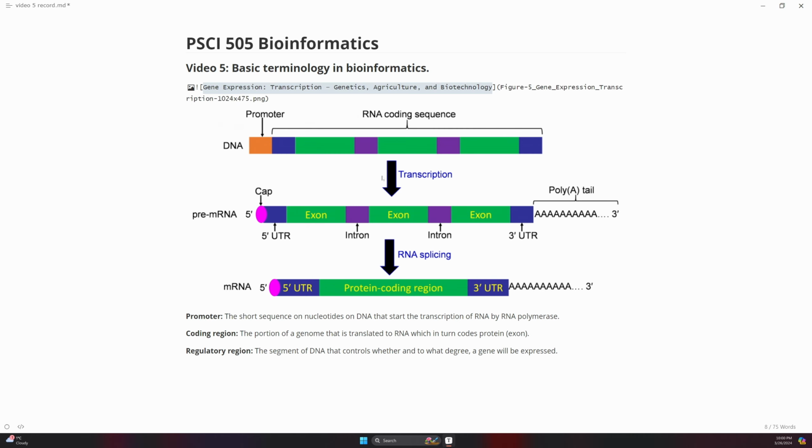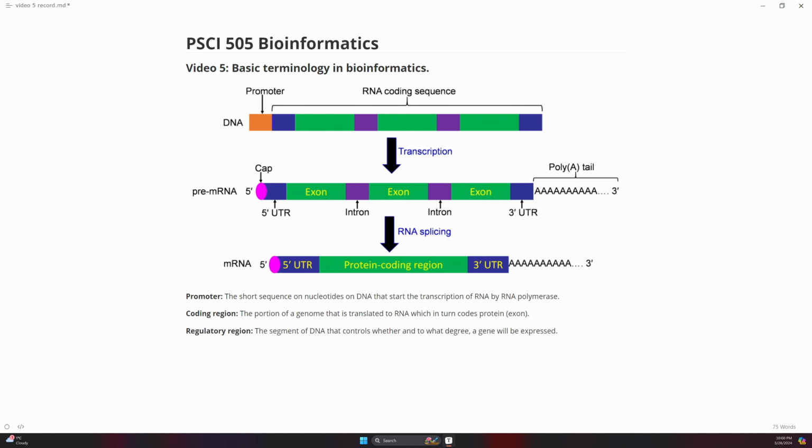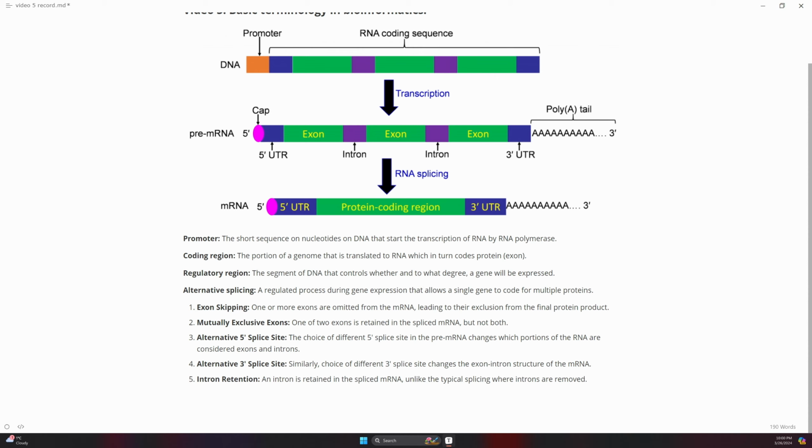From here, we can see there is the exon and intron. Exon is the coding region that actually produces the protein, and intron is the one that gets deleted. So here there's an important concept called alternative splicing. Alternative splicing is a regulated process that, during gene expression, allows a single gene to code for multiple proteins.